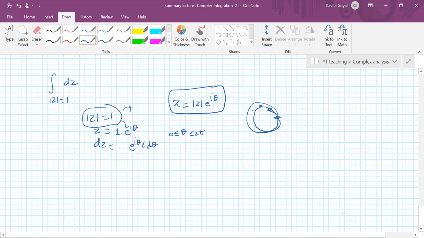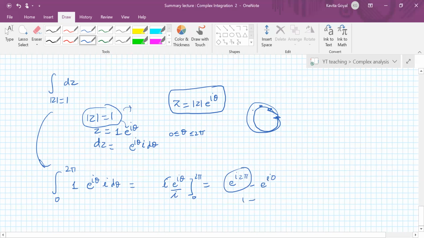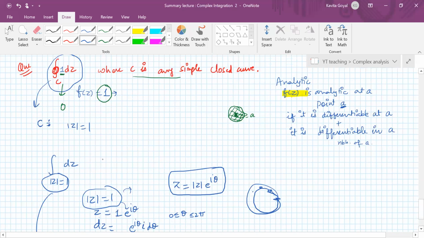So your integral becomes theta from 0 to 2 pi, 1 dz, which is e raised to iota theta, iota d theta. So this is iota e raised to iota theta upon iota, from 0 to 2 pi. So this is e raised to power iota 2 pi minus e raised to iota 0. So this is 1, this is 1, so this is 0. You are testing along only one curve. We are claiming that along every curve, this integral is 0. This is just a verification. So you can straight away say from Cauchy's theorem that this integral is 0. So your answer is 0.